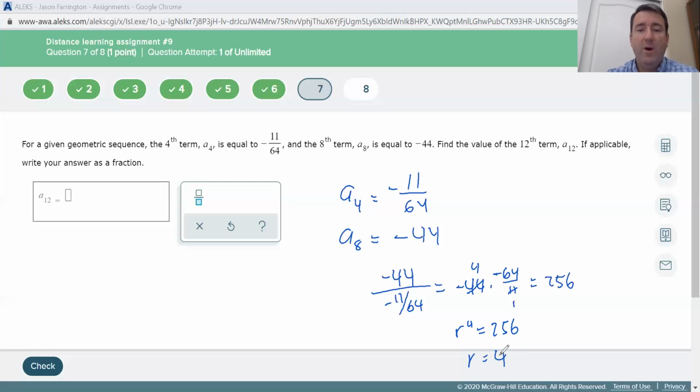So we know that for each term, we're multiplying by 4 to get to the next term. The 8th term is negative 44, and we're trying to get to the 12th term. If we multiply by 4, the 9th term is negative 44 times 4, which is negative 176. Sorry, not 196. Then the 10th term, we multiply by 4 again, and that's negative 704.